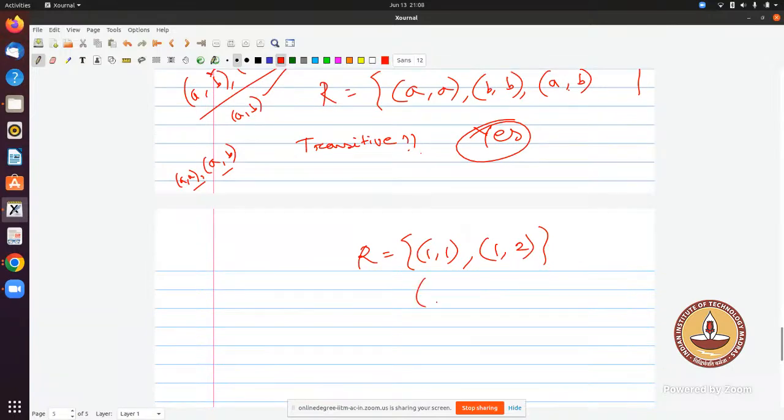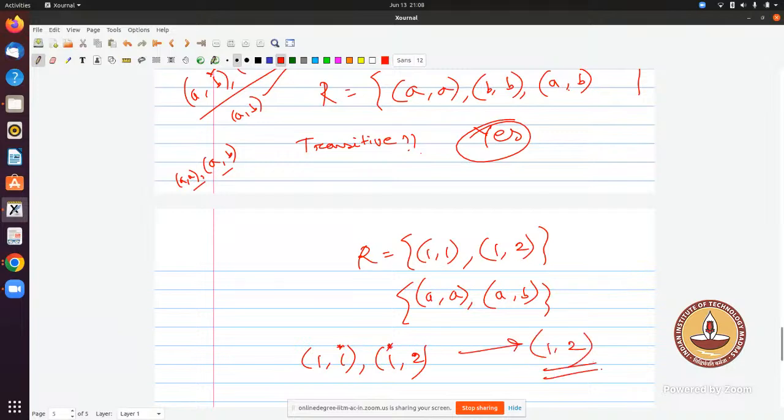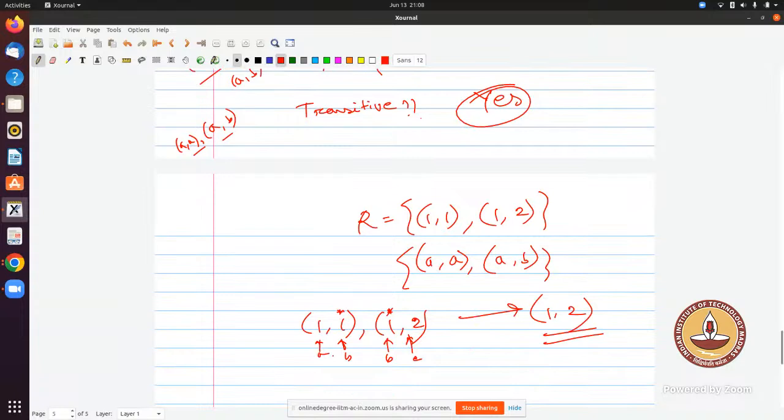This is nothing but taking AA and AB, right? And what is required for transitivity? This is A, B; this is B, C. This B is common. So A comma C is basically (1,2), and that is already there. So we don't repeat it anyway. So this is obviously transitive. Clear, no? Yes, clear. Okay, great.